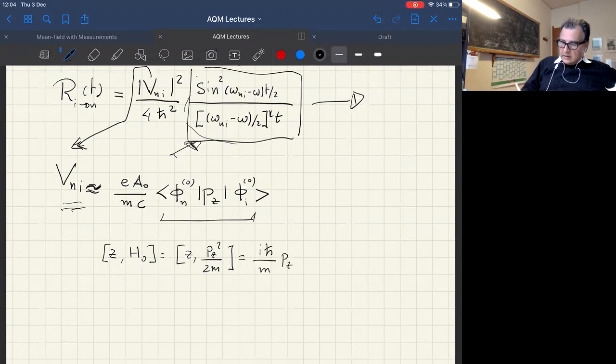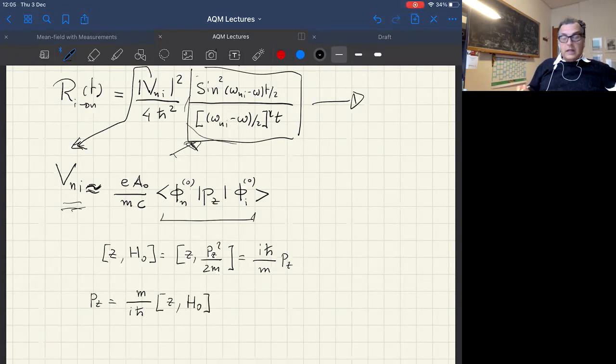This means that I want to write the operator pz as minus m over i h bar, the commutator of Z with H0.